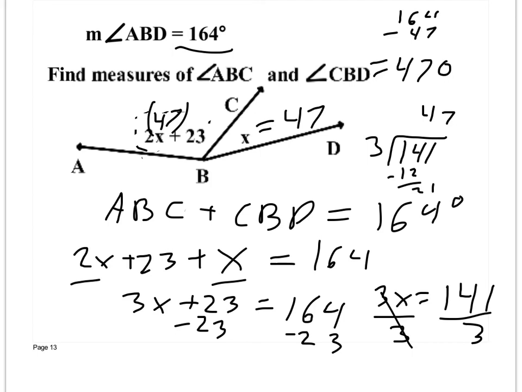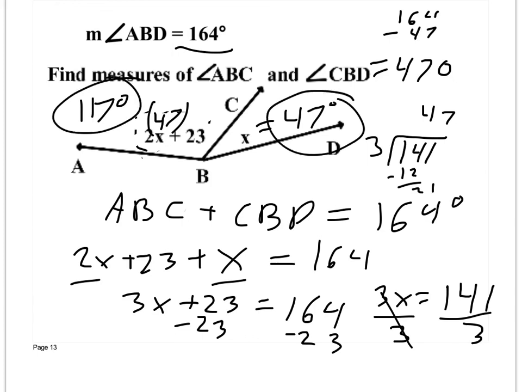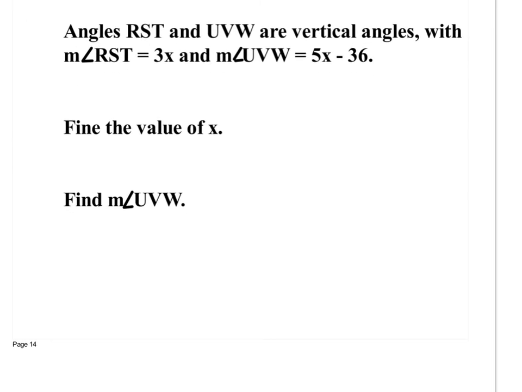2 times 47 is 94. 94 plus 23 is 117. So there's your 2 answers: 47 degrees and 117 degrees. Which I can check. 164 minus 47 gives you 117. Any questions? Write this down.